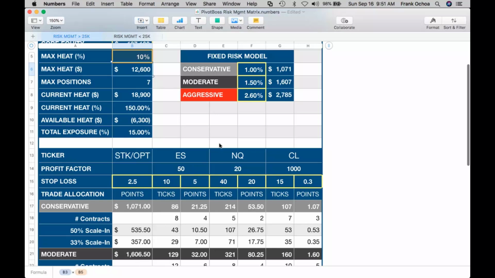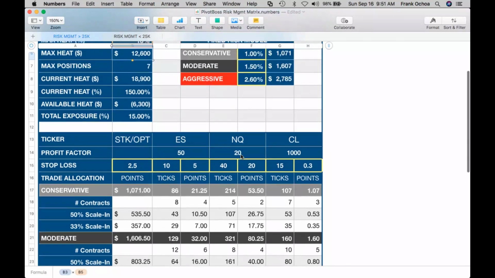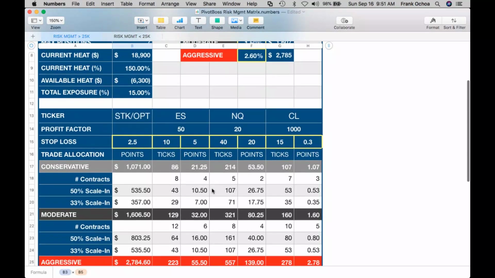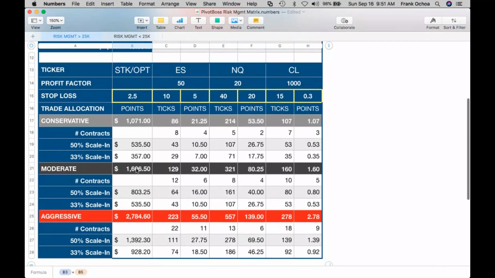Moderate, 1606.50, 1607. You got down here 2784.60, same thing, 2785. This one's rounded, this one's not. And basically what it's saying here, if you trade day trades, for example, or even swing trades, you can then use this model. If you're trading stocks or options, this is the amount you can risk. And if you're scaling in half and half, then you can risk 535.50 on the first half and 535.50 on the second half. It's basically splitting this in half.